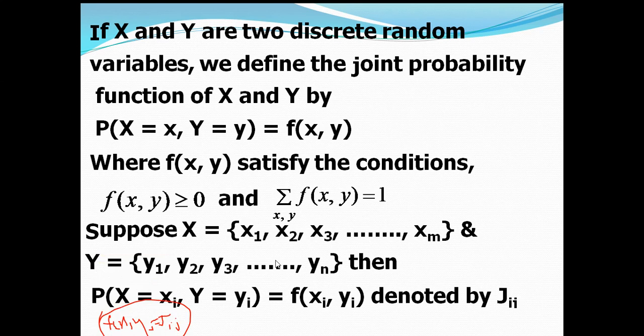Now we'll see the joint probability table. So let us prepare a joint probability table. In the table, I take the x values column-wise: x1, x2, x3, and so on, xm. And the y values row-wise: y1, y2, y3, and so on, yn. Now we can fill in the elements in the center part of the table.